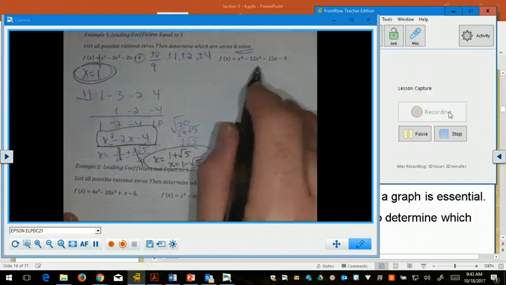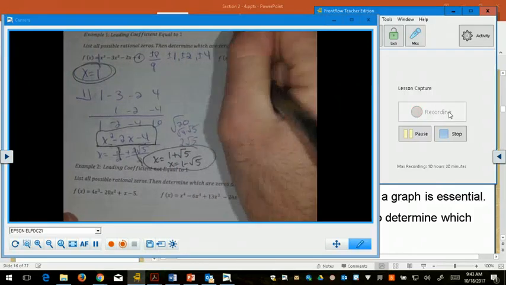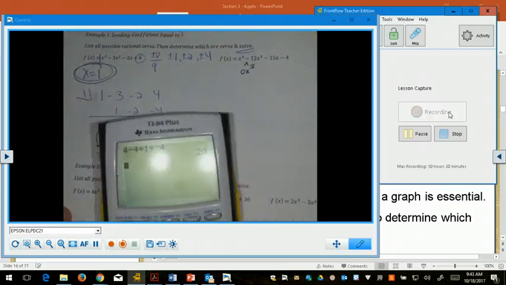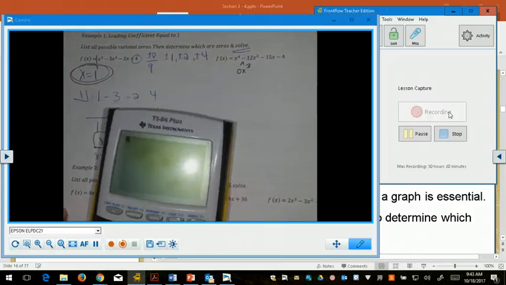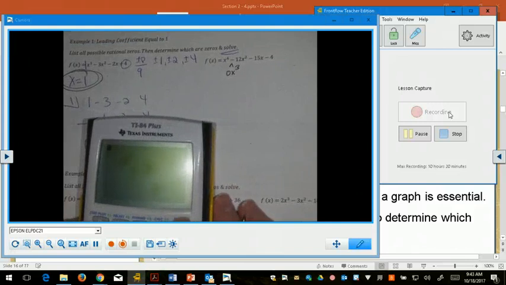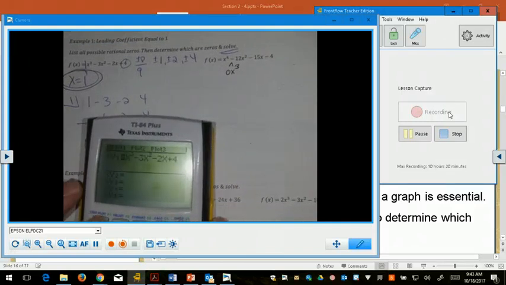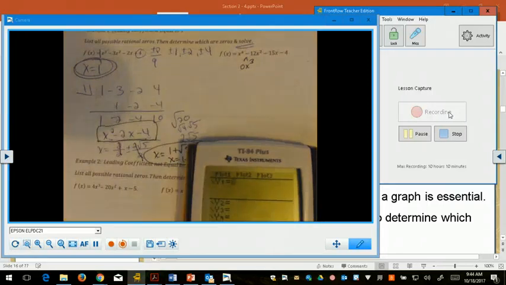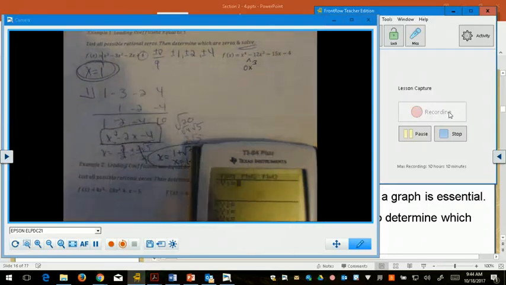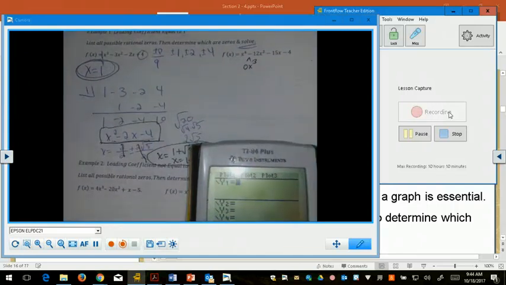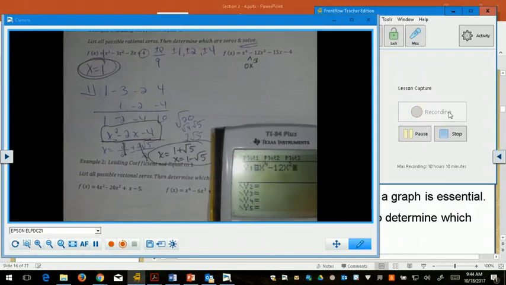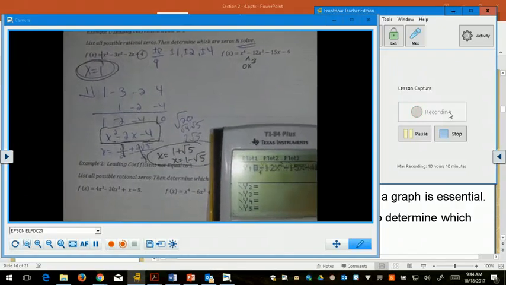On this one, this is a quartic equation. It is missing a term. There is no x cubed. I don't have to put that in my graphing calculator to look at the graph or to test for the zeros, but I will if I'm going to divide it out later, so I want to make a note of that. So this one is x to the 4th. That's worse. This one is x to the 4th minus 12x squared minus 15x minus 4.